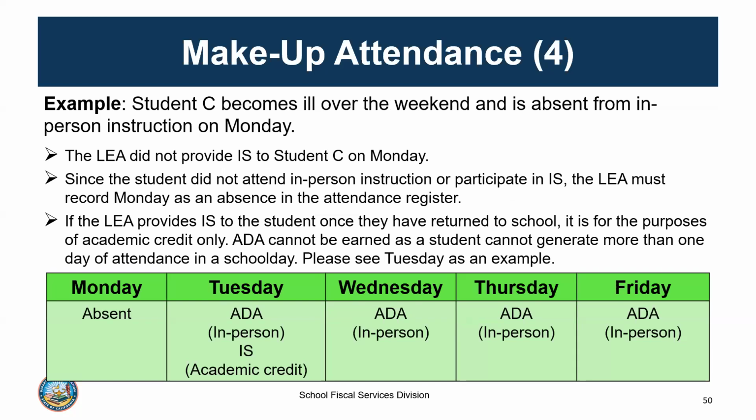In this example, student C becomes ill over the weekend and is absent from in-person instruction on Monday. The LEA did not provide independent study to student C on Monday. Since the student did not attend in-person instruction or participate in independent study, the LEA must record Monday as an absence in the attendance register.